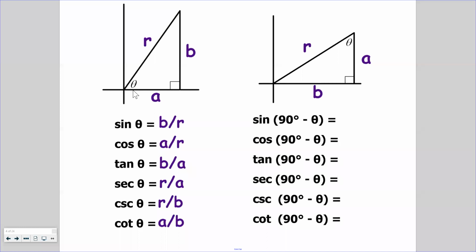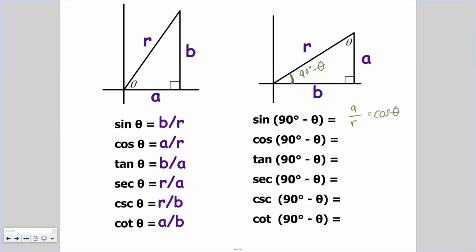And I also know something about the angle that is now sitting at the origin. This angle, because this is a right triangle, must be 90 minus theta. It must be 90 degrees minus theta. So now, using a, b, and r, I can define the sine of 90 minus theta. That's just the side opposite this angle, which is a, over our hypotenuse, which is r. So the sine of 90 minus theta is a over r, but we also defined a over r to be the cosine of theta.